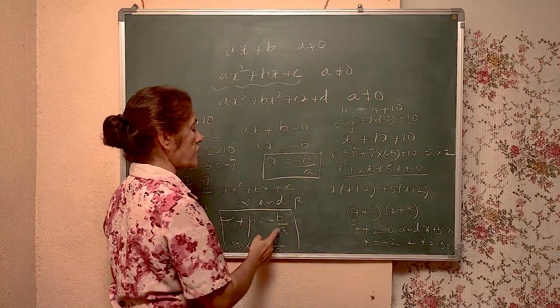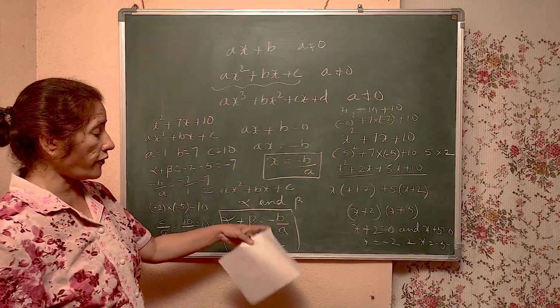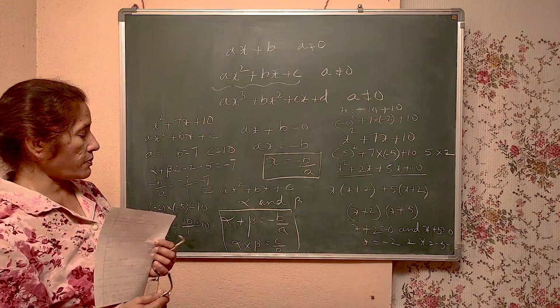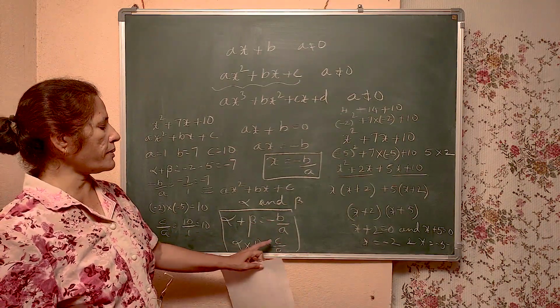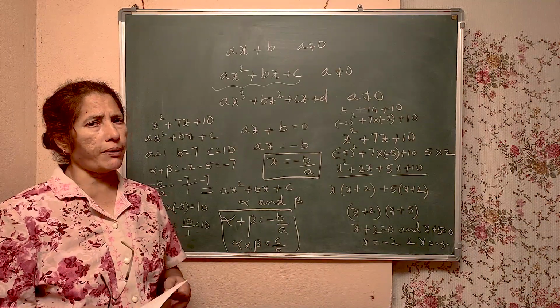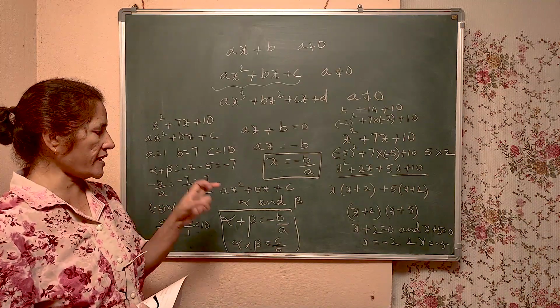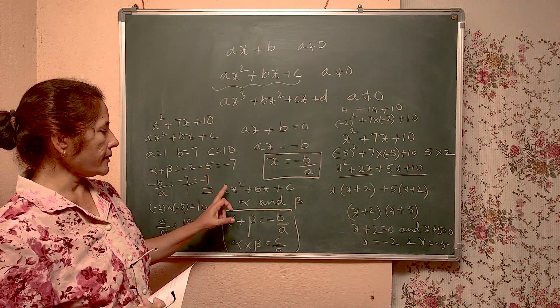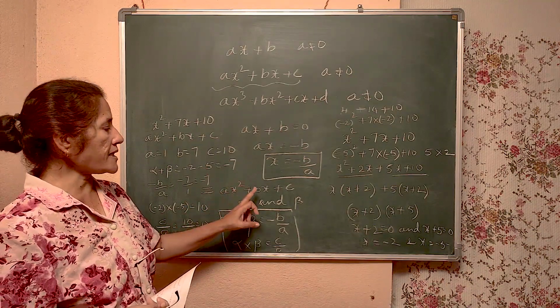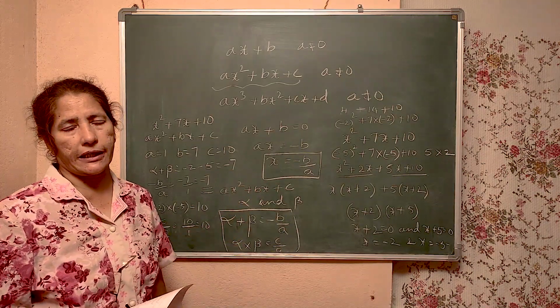And we know the relationship between the zeros and coefficients. Alpha plus beta is equal to minus b by a, and alpha into beta is equal to c by a. What is the general form of the quadratic polynomial? ax² + bx + c.